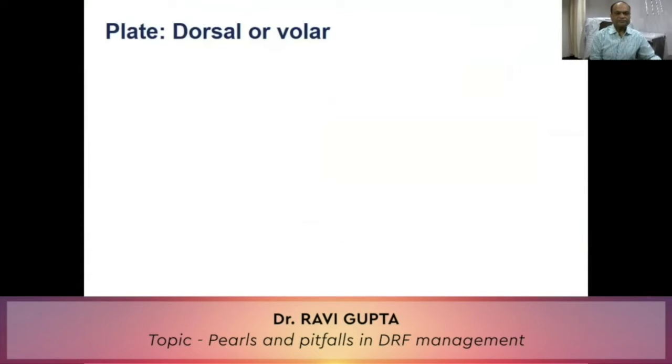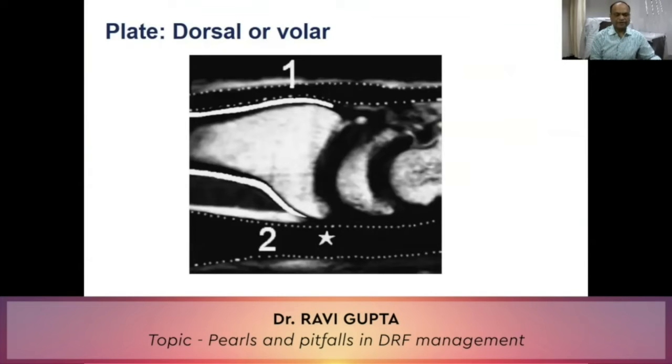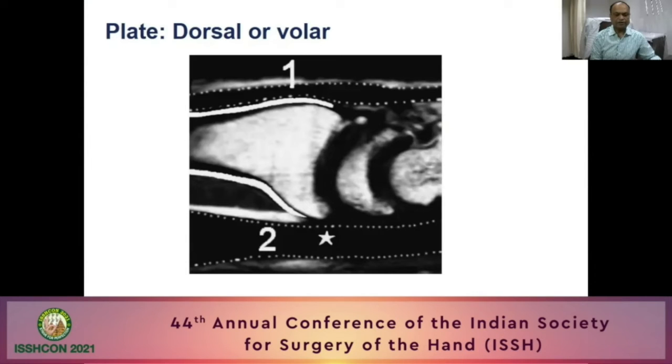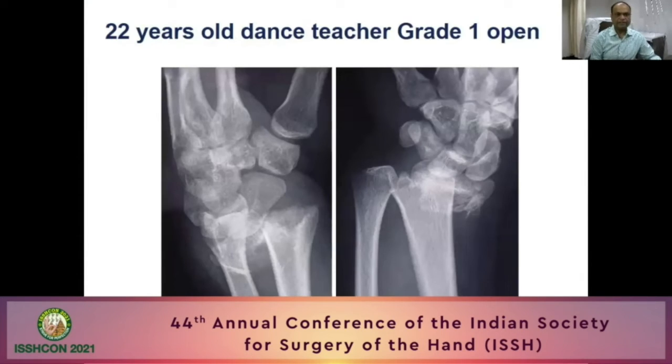Now if you have to do a plate, you may go dorsal plating or volar plating, but we must remember that the extensor tendons are intimate with the bone dorsally, while the flexor tendons are intimate only at the watershed line volarly. Dorsally, as you can see, the extensor tendons are intimate with all of the bone.